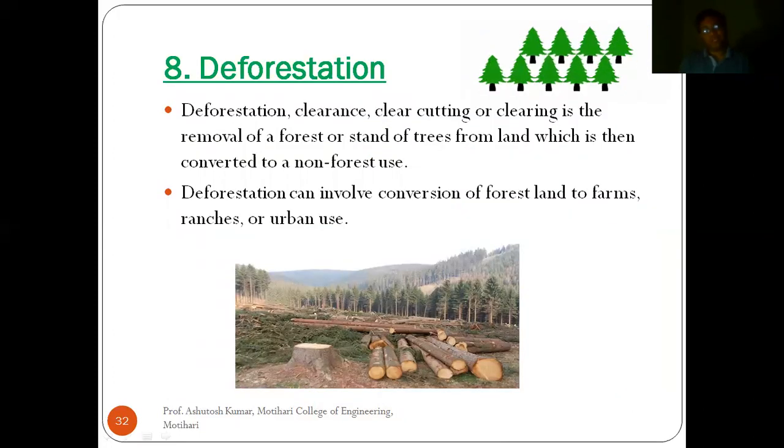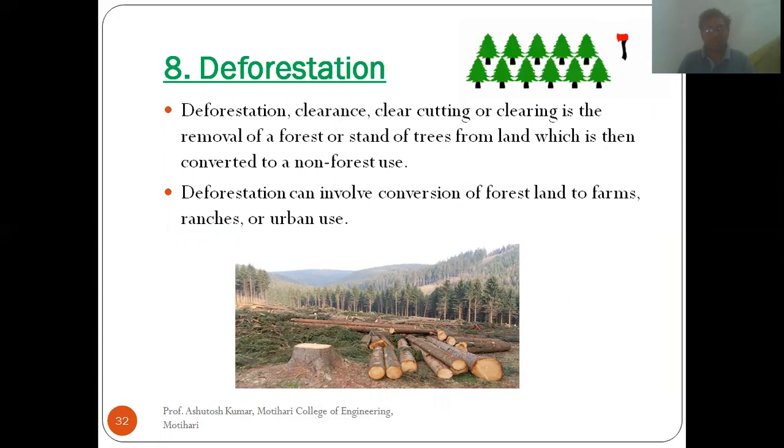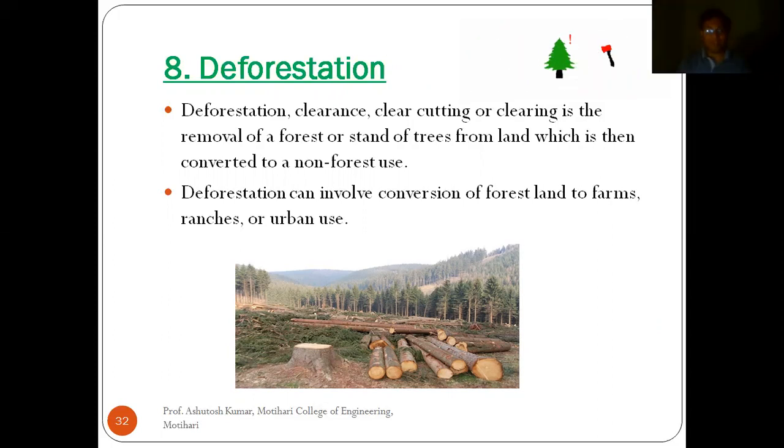Now deforestation. Deforestation, also sometimes called clearance or clear cutting, or clearing, is the removal of a forest or a stand of trees from land which is then converted to a non-forest use. So why do we cut trees? Because, as I discussed earlier, our requirements are becoming more and more. We want more industries, more apartments, more residential areas, more highways, more airports. So for the sake of urbanization, we cut the forest. As a result, deforestation can involve conversion of forest land to farms, ranches, or urban use. You can look at these pictures.